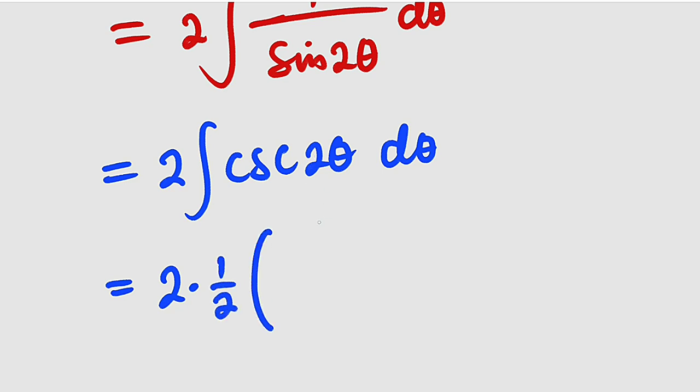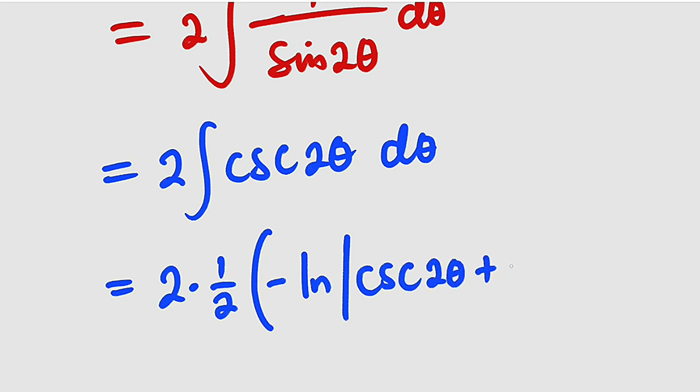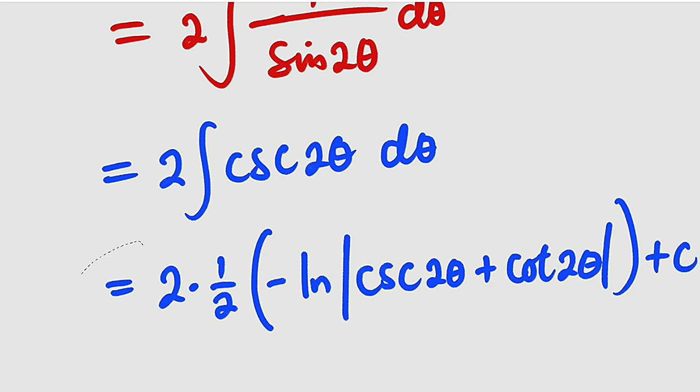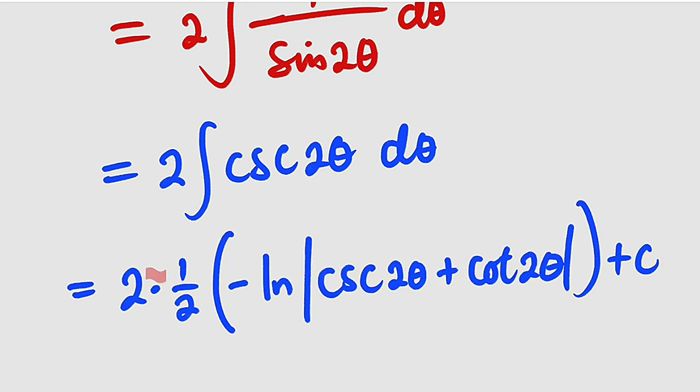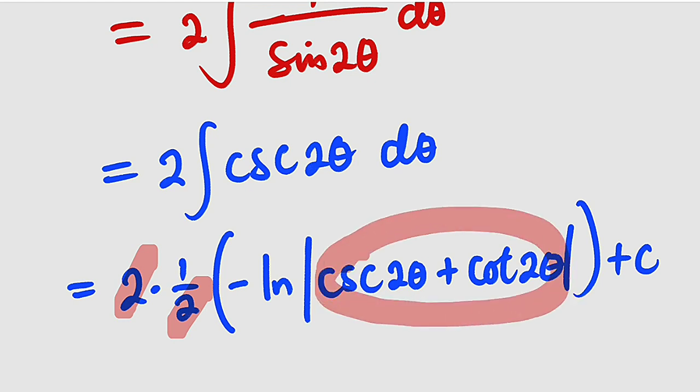Multiplied by what? If you integrate this, you have negative the natural log of the absolute value of cosecant 2 theta plus cotangent 2 theta, then plus the constant of integration. So this is what we have. From here, 2 will cancel 2, so we have only this. But let us simplify this before we back substitute it.